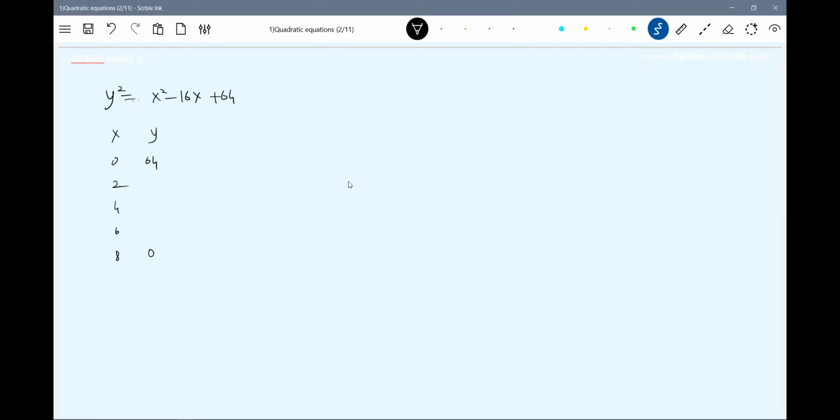Eight. Okay, x equal to 6, it will be, y will be 4. X equal to 4.